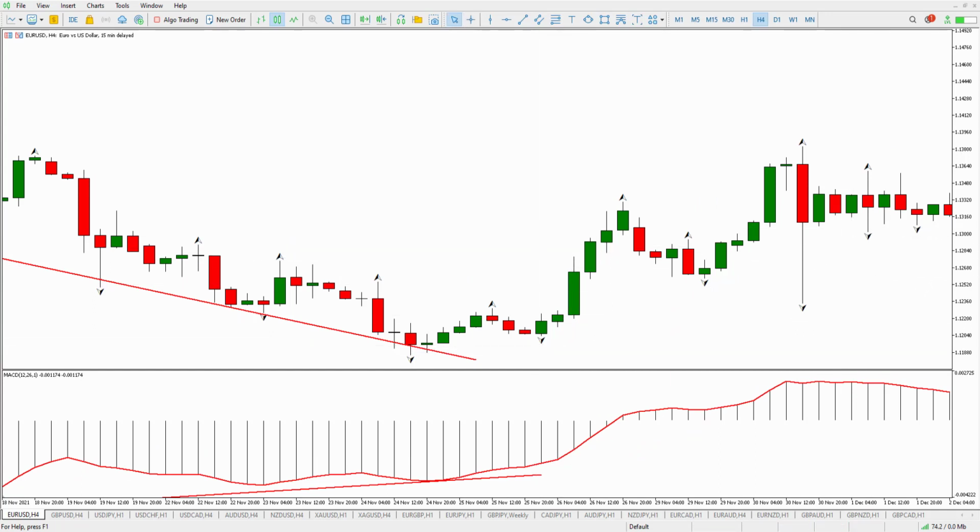Now, when you're looking for targets, there's mainly two things that you're going to be looking out for.